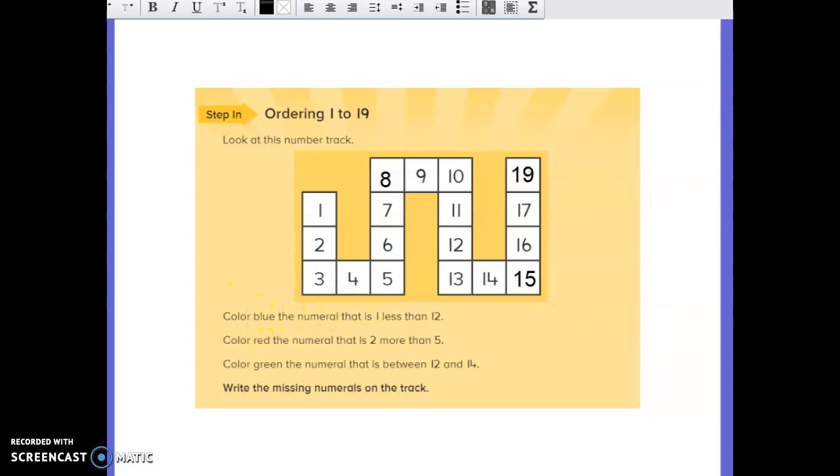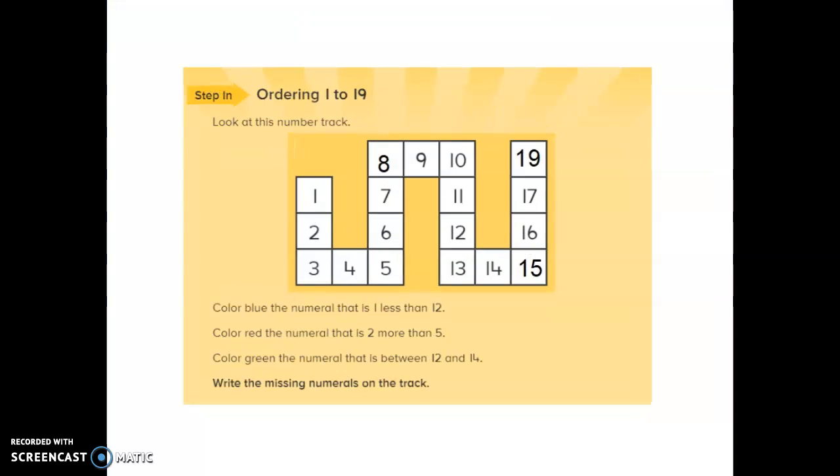Color blue the numeral that is 1 less than 12. So here's 12. 1 less than 12 is 11. So I'm going to make that blue. Color red the numeral that is 2 more than 5. So 5, 6, 7, that's 2 more. Color green the numeral that is between 12 and 14. So here's 12. Here's 14. That is the number 13. And then we already wrote the numbers that are missing on the track.